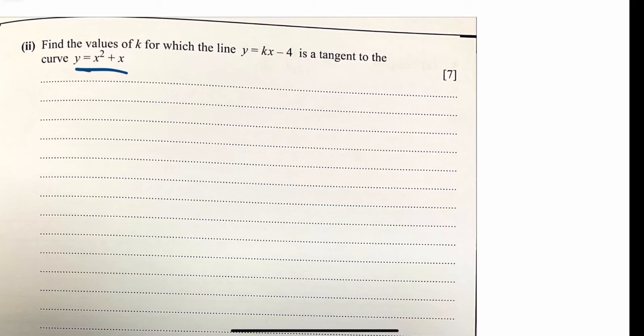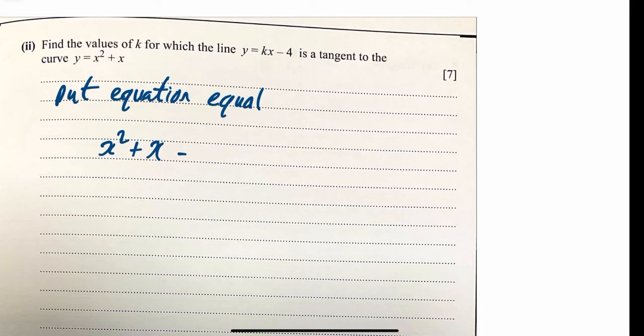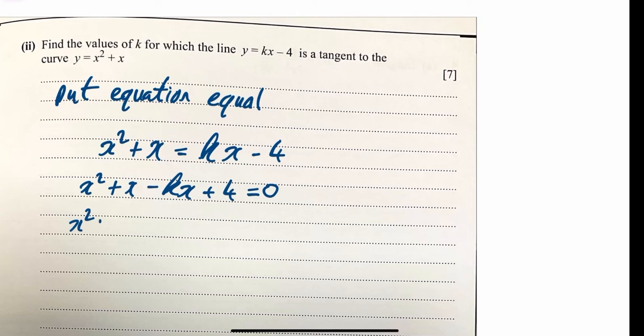Okay, just get rid of all that. You wouldn't put that in an exam, just to explain what we're doing in this question. So what we're going to do first of all is put these two equations equal to each other, really, I should say, but I haven't done that. So just say x squared plus x is equal to kx minus 4. And then we're going to bring it all to one side. So you're going to have x squared plus x minus kx plus 4 is equal to 0, which means x squared plus (1 minus k)x plus 4 is equal to 0.